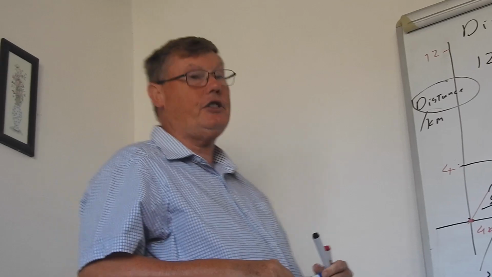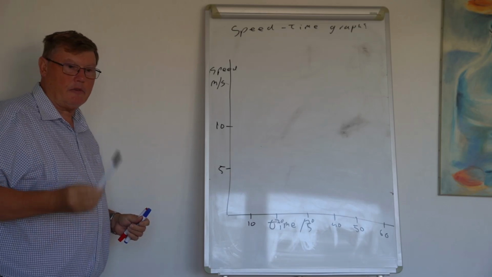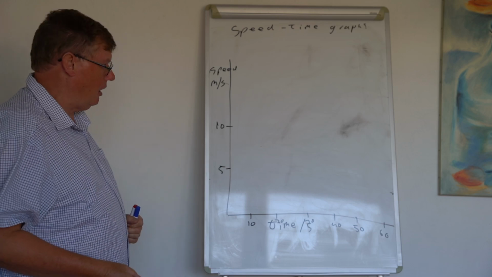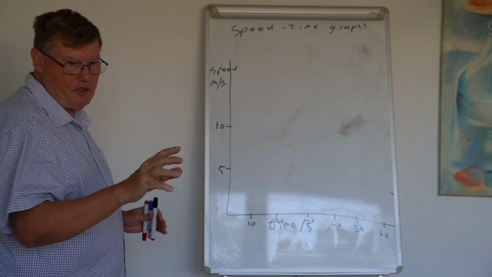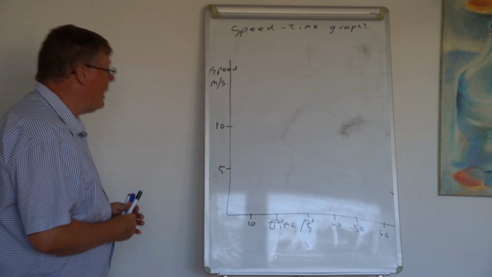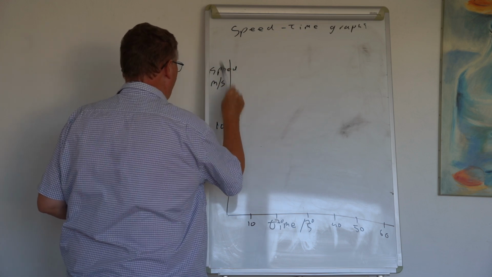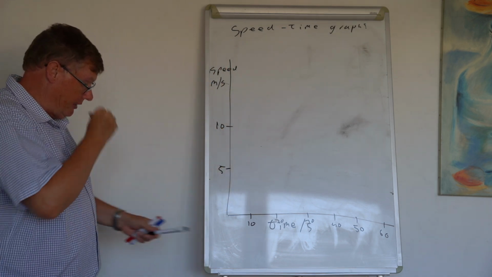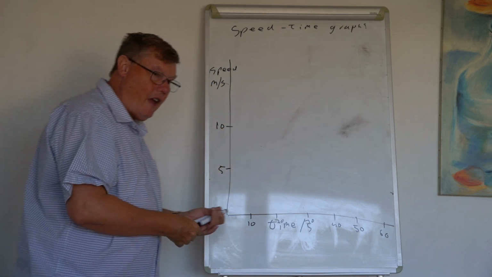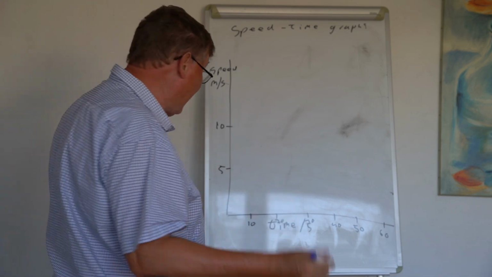Any questions on distance time graphs? Excellent. The other type of graph is the speed time graph. You know it's a speed time graph or a velocity time graph because it says speed slash velocity on this side and it has time along the bottom. And they look rather like distance time graphs, but they aren't.